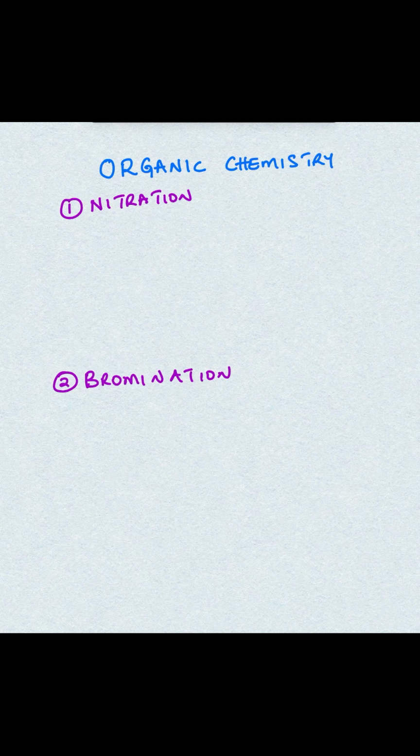Today we're looking at two aromatic reactions. The first one is called nitration and the second one is bromination. So for nitration, you need two reagents, nitric acid and sulfuric acid. And when those two are mixed together, you end up generating a nitronium ion intermediate, which is the electrophile.